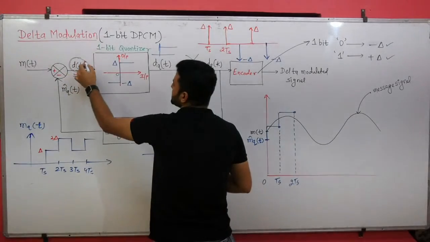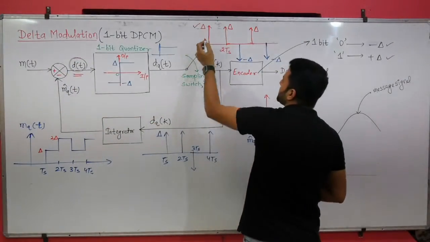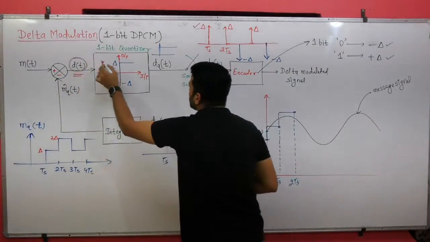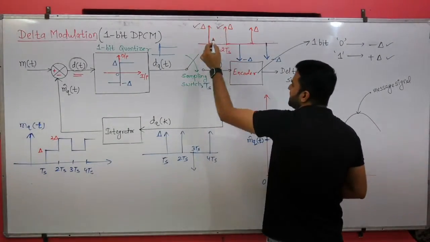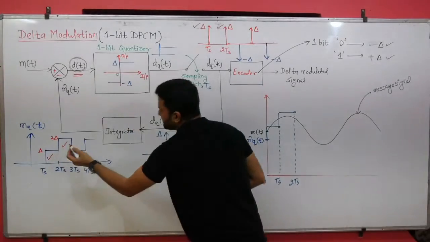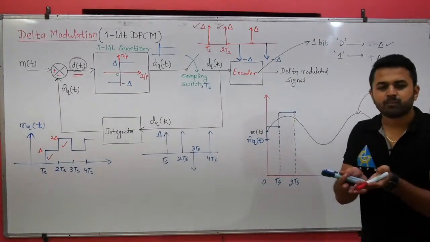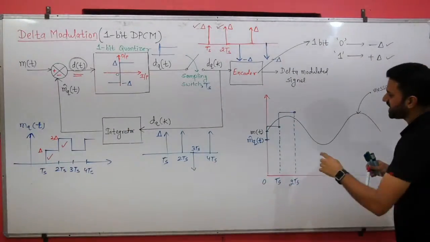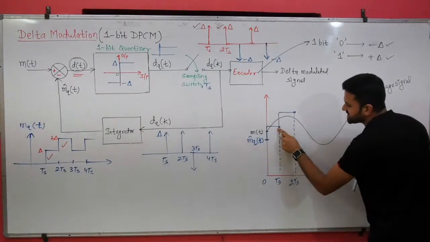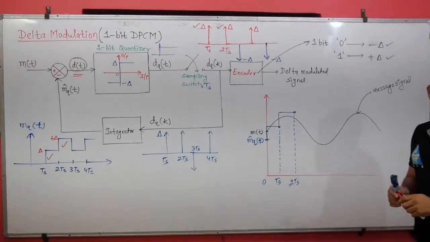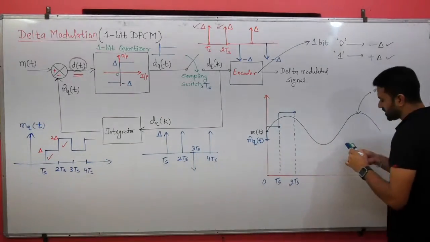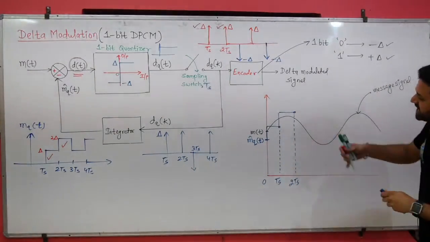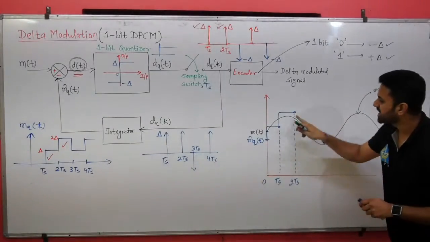If the difference is positive, you are having the plus delta. So because of this plus delta, you are having the positive steps. That is why I have also applied the positive steps and positive steps. Is it okay? Now after 2 Ts seconds, when you compare, you will find that your MQT is now greater.